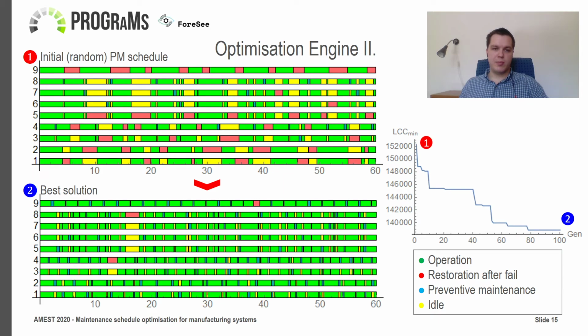Here we can see an example for the optimization. At the top we have an initial state, while at the bottom we have the optimized maintenance plan. We can see that not only the total cost decreased, but based on the Gantt diagram, it is evident that the amount of useful operation time has increased as well. On this chart, the best solutions of each generation are displayed.